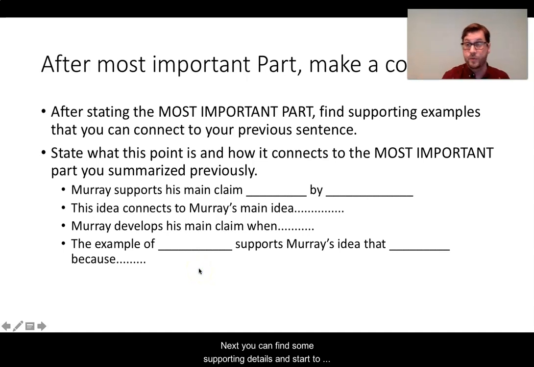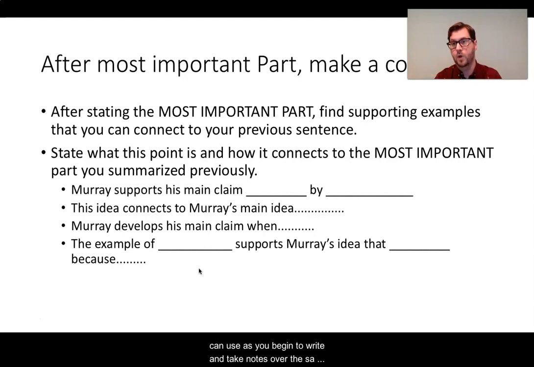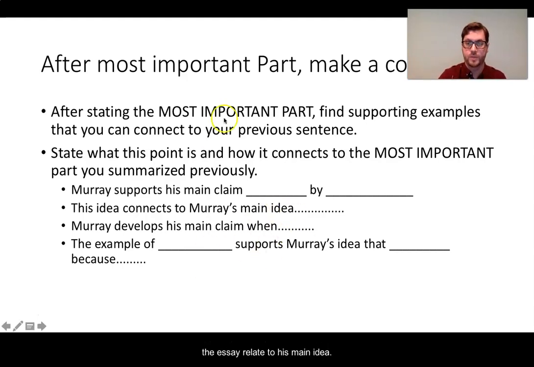Next, you could find some supporting details and start to write how those supporting details are related to or connected to Murray's main idea. Again, here are some boilerplate examples that you can use as you begin to write and take notes over the essay, where you can articulate for yourself how some examples, maybe his cousin Charlie, his cousin Torch, one of his patients, and the many, many examples he uses in the essay, relate to his main idea.